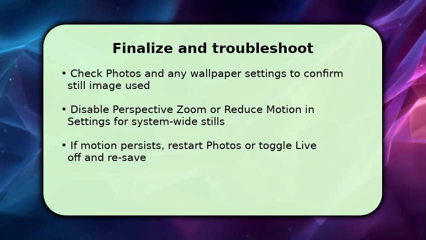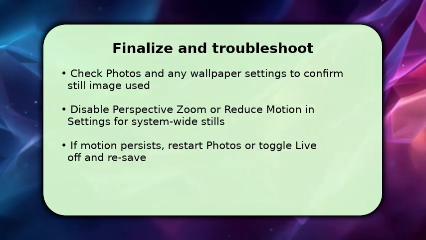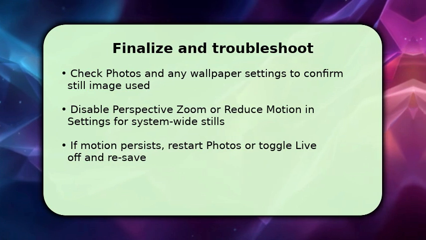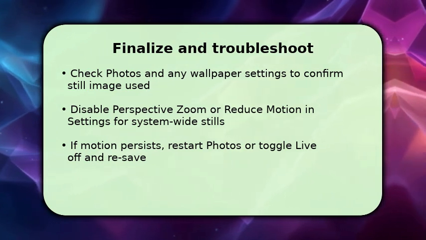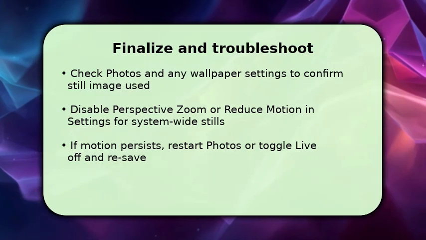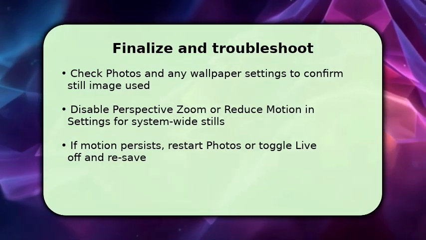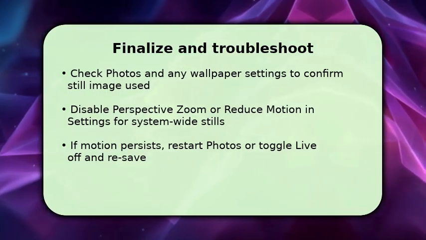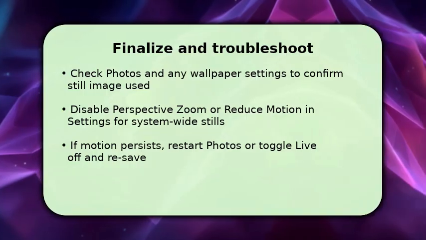You're almost finished. Verify the saved image shows no play indicator and looks still in Photos. If you use the photo as wallpaper, open Settings Wallpaper and turn off Perspective Zoom so the system won't add parallax motion. For broader control, go to Settings Accessibility Motion and enable Reduce Motion to cut system animations.